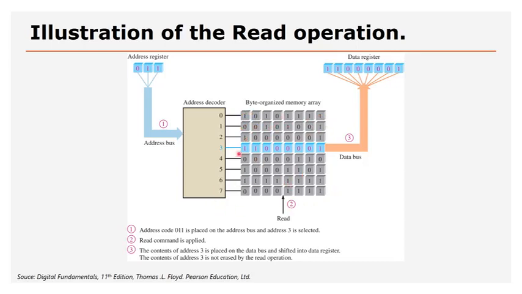In this specific example, let's apply an address code of 011, which is 3. So we go to address register number 3, which is the one indicated in blue here. It also says the read line is active, or the read command is applied, meaning that, as in the previous slides, your output enable or read line will be pulled low, because I want to execute a read command.